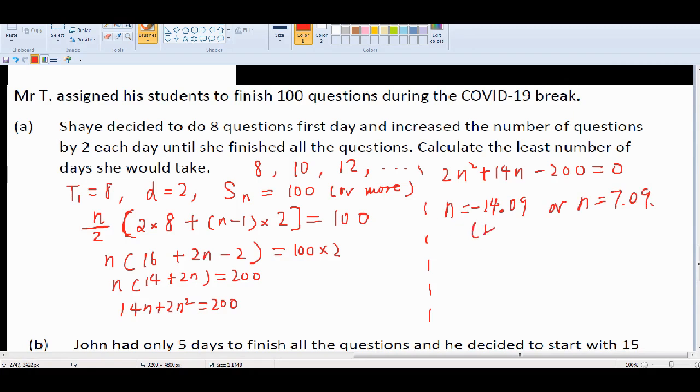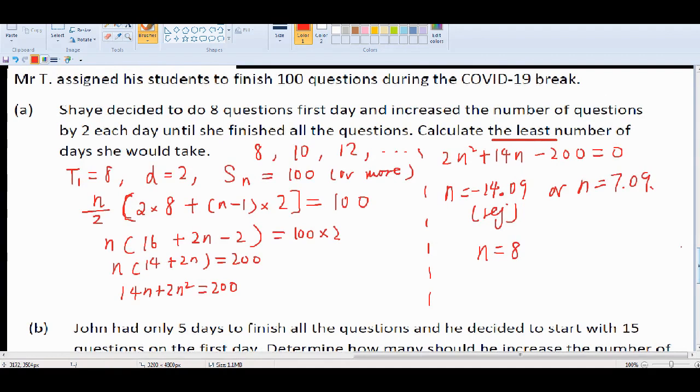Of course, this one is going to be rejected. So n is 7.09. Does it mean around 7 days? But you know it's more than 7. The question is about at least, so at least this number of days she should take. So she should take more than 7, otherwise it would still be unfinished, right? So it should be n equal to 8. Let's do a check to see if that's really the case.